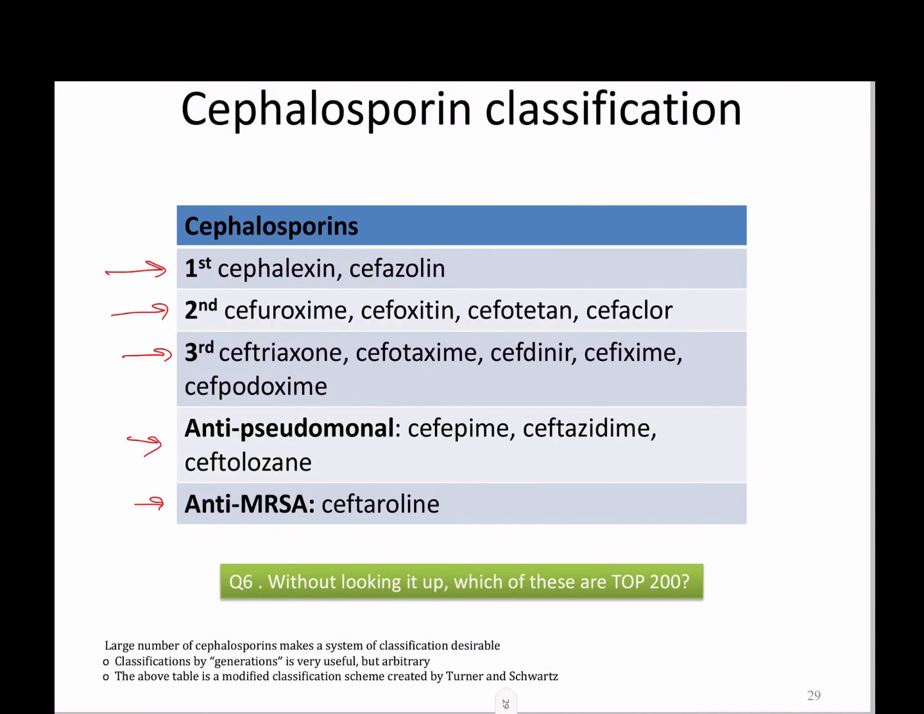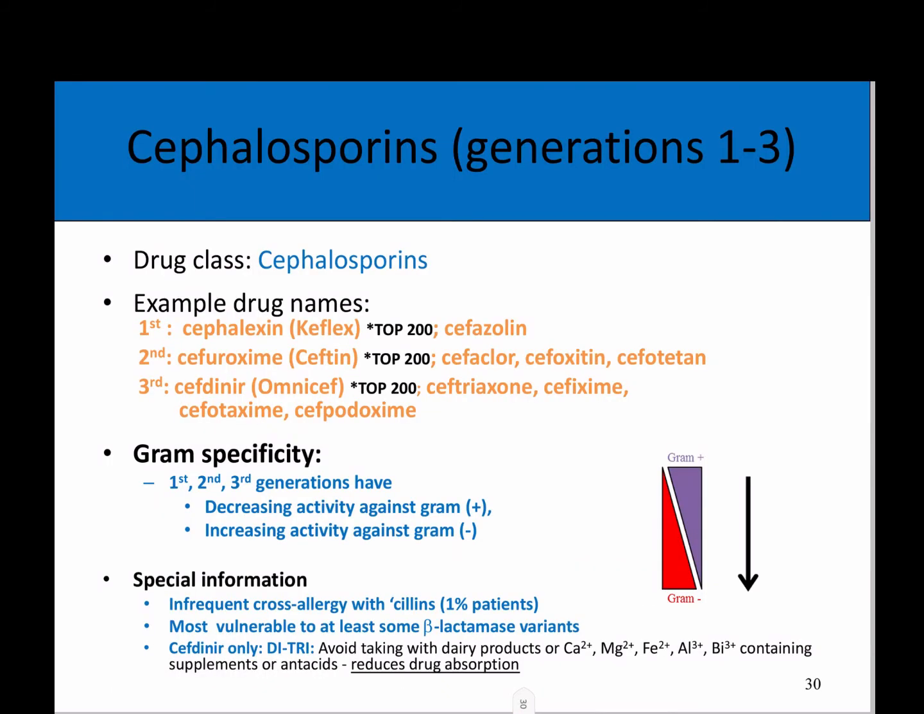So is this just me being cruel? No, it isn't. Pharmacists do have to know which generation these are in, and they talk to each other about them, referring to those generations as well. So I'm going to describe the first, second, and third generations together, in that what you really want to know is that change in gram-positive to gram-negative activity as you go through the generations.